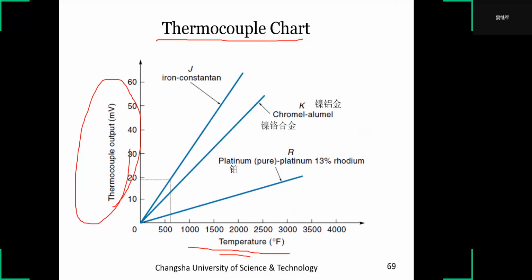This is Constantan. This is chromium and aluminum. This is platinum. They are different. Each thermocouple has a different output.